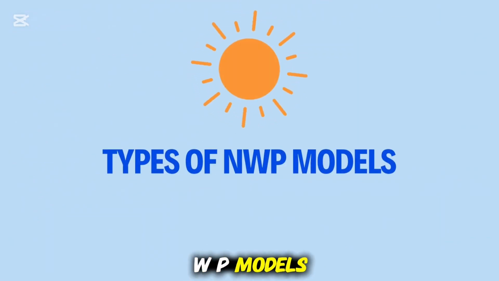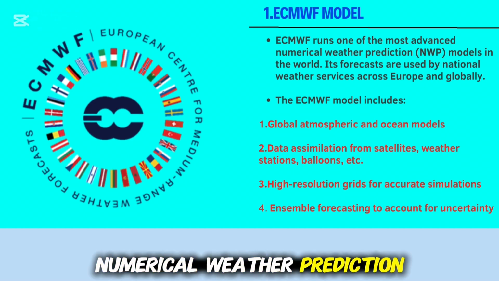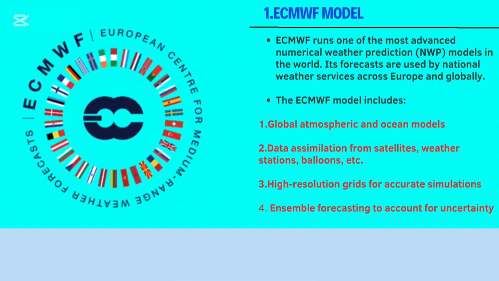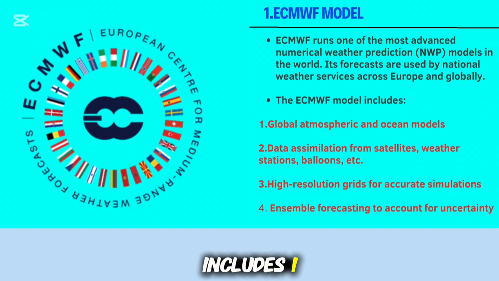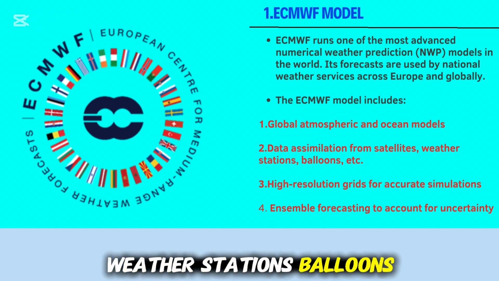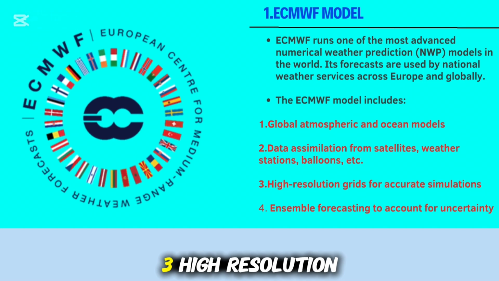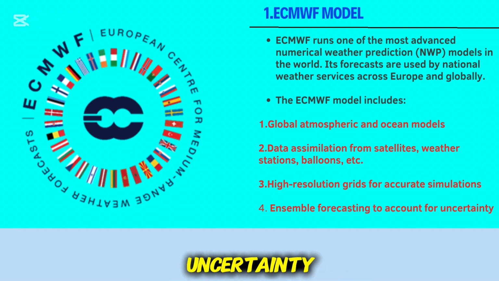Types of NWP models. ECMWF runs one of the most advanced numerical weather prediction NWP models in the world. Its forecasts are used by national weather services across Europe and globally. The ECMWF model includes: 1. Global atmospheric and ocean models. 2. Data assimilation from satellites, weather stations, balloons, etc. 3. High-resolution grids for accurate simulations. 4. Ensemble forecasting to account for uncertainty.